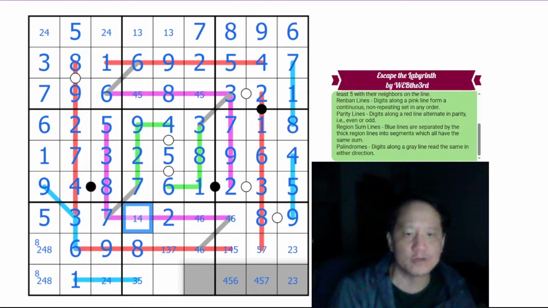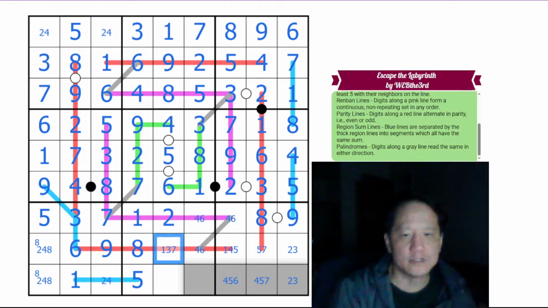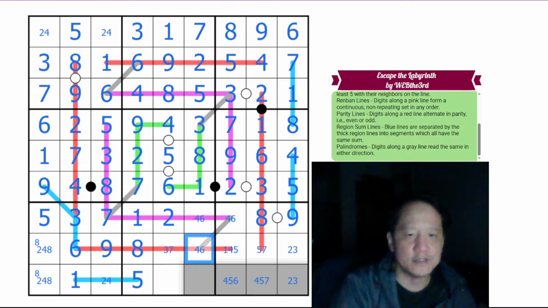This can't be 4 or 6. So this is 1, which eliminates 1 here. So it's 3 and 1. 3 eliminates 3 here. So it's 5. 5 eliminates 5 here. So that's 4, which makes this not 4. So it's 5. This cannot be 1. This is 3 or 7. This is even. This cannot be even here. It's odd. So it's 1 and 5.